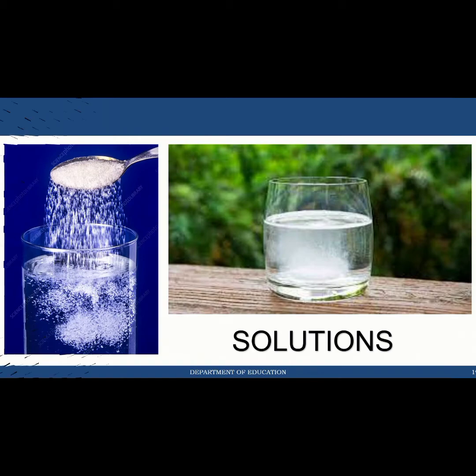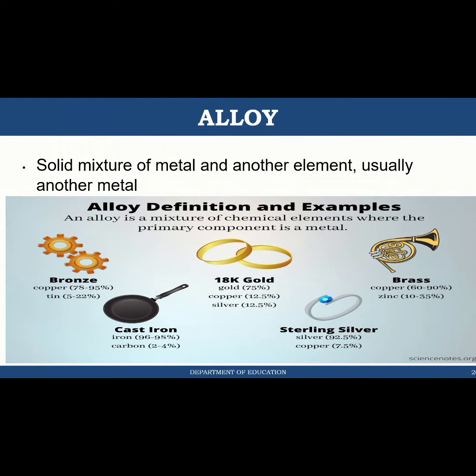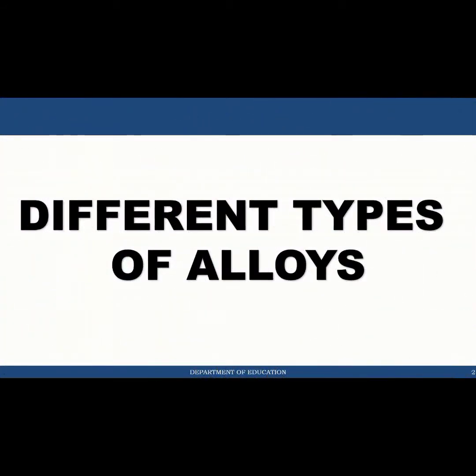Another example of a homogeneous mixture is called an alloy. An alloy is a solid mixture of metal and another metal, usually another metal. Alloys are very useful mixtures and are widely used in industry and technology. Alloys are preferred to pure metals because they tend to be stronger. Here are the different types of alloys.